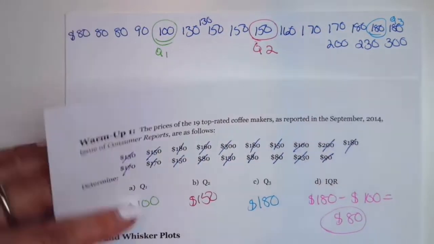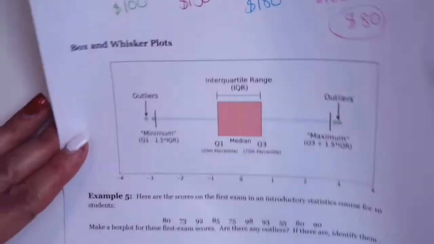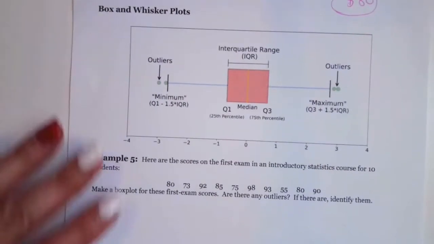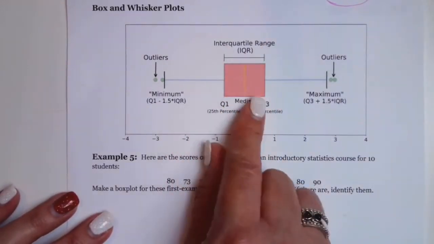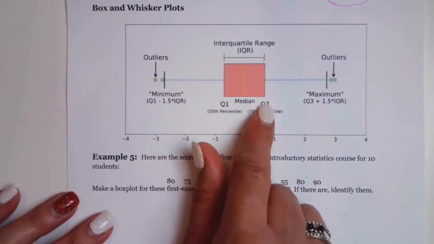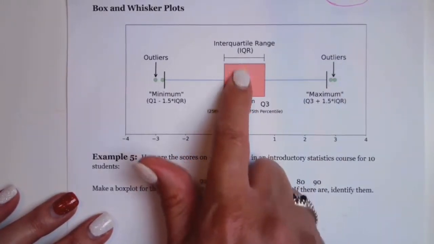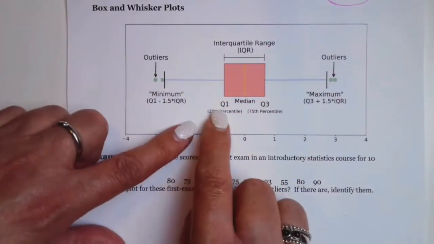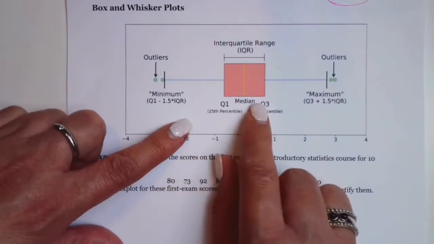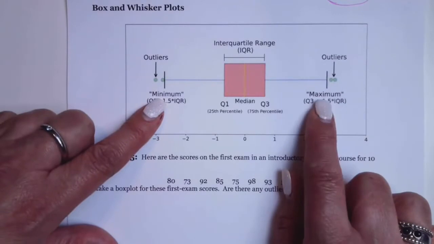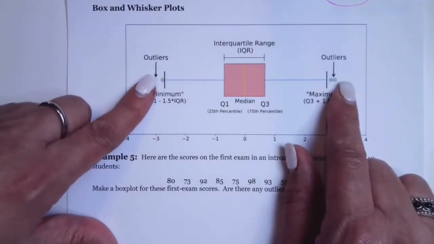Okay, so where do we use this? We use it in what's called box and whisker plots. So here we have our interquartile range. We have our first quartile, third quartile, and our median, which is the second quartile. Quartile 1 is the 25th percentile, quartile 3 is the 75th percentile, and then we have our minimum, maximum, and our outliers.